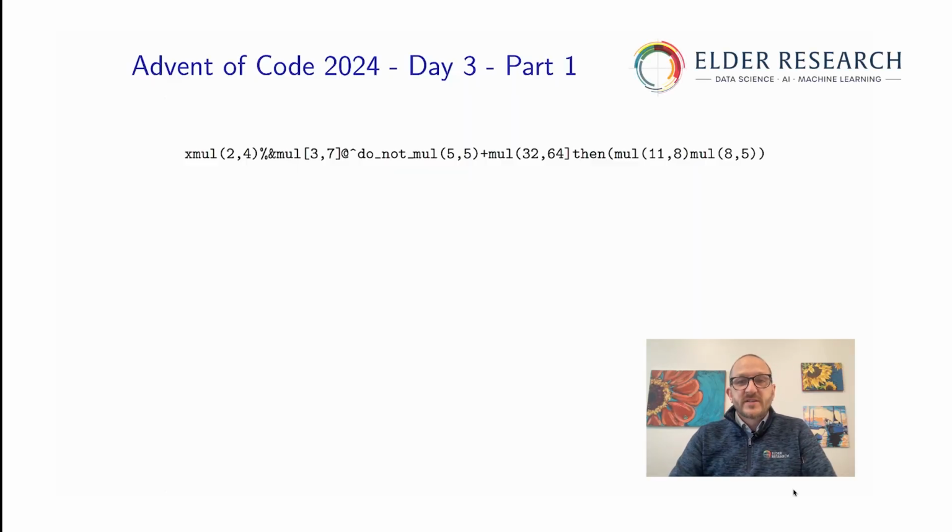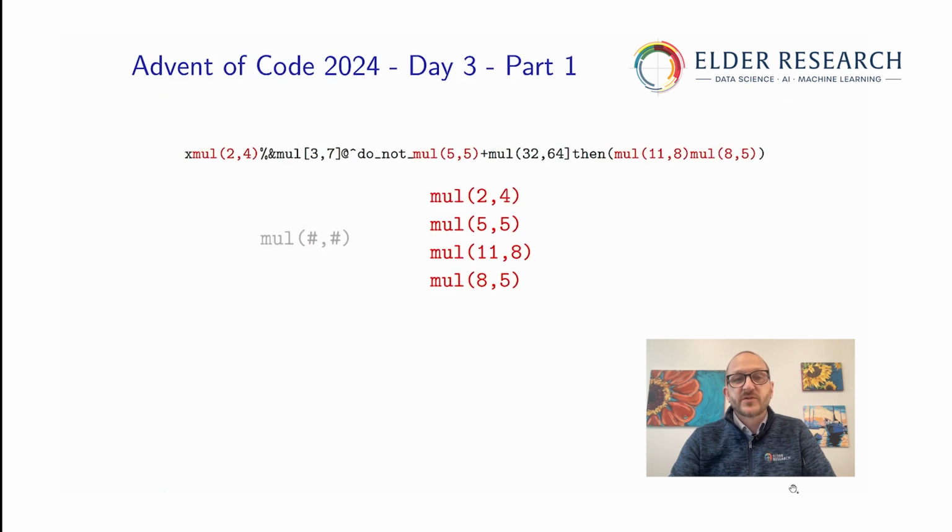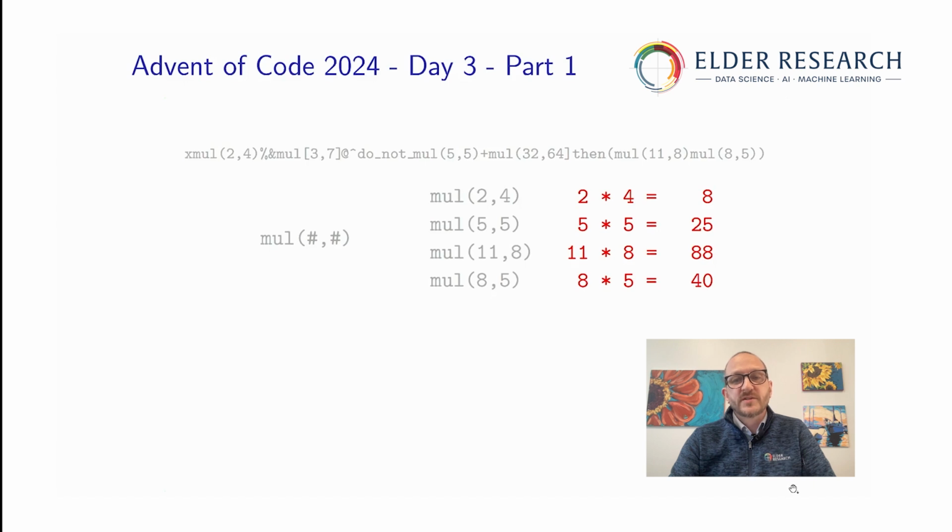Today we have strings that look like this, and the goal is to extract some substrings from them that have this form: an M, a U, and an L followed by some parentheses that contain some numbers separated by a comma. Before I get into the regular expression, what we're going to do with these particular values is pull them from the string, then multiply the two numbers together and sum up the results, and that will give you the solution for today's problem.